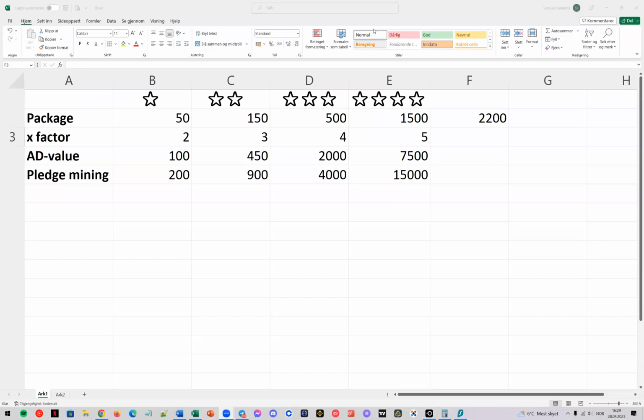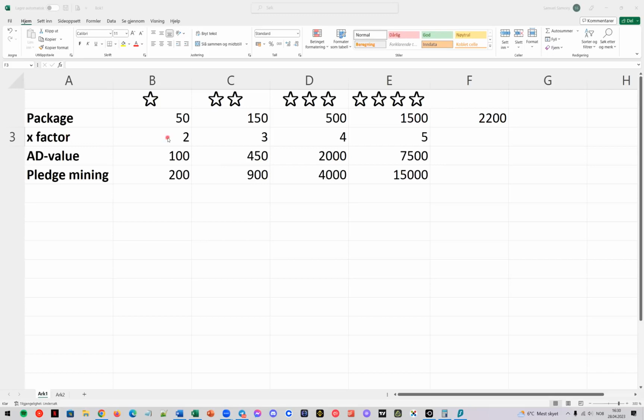Hello, people. I will now have a quick walkthrough of what it will look like with the packages that we have had so far in Vidilook. So here we can see our packages, the 1-star, 2-star, 3-star, and 4-star, costing us $50, $155, and $1,500. So a total of $2,200. I hope you all are familiar with this.